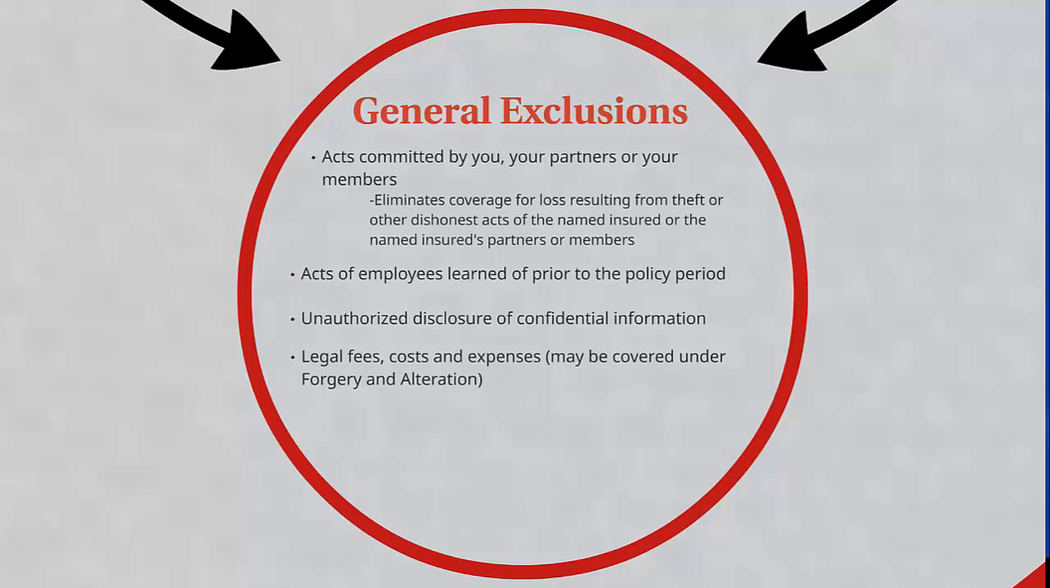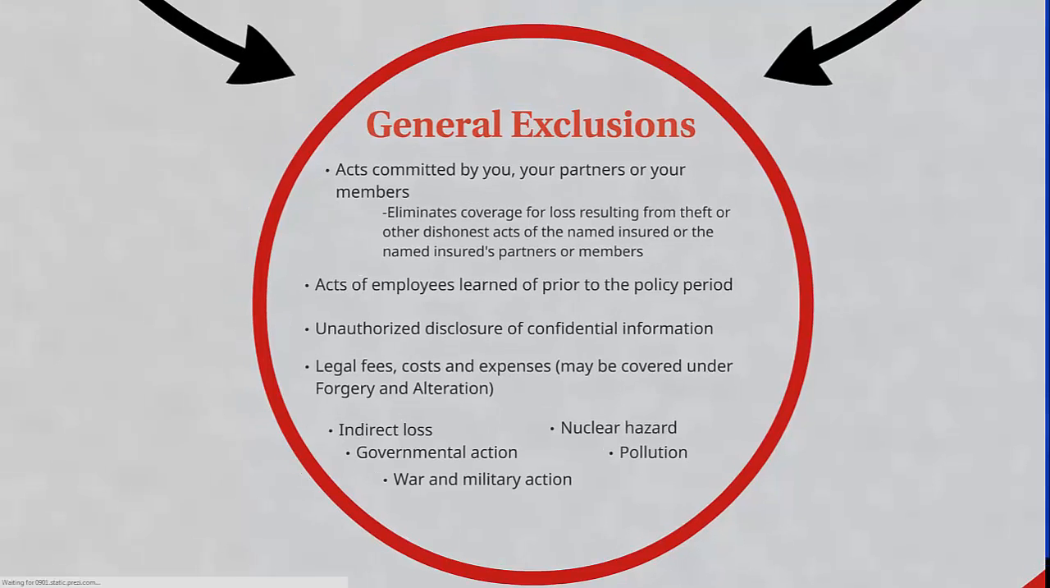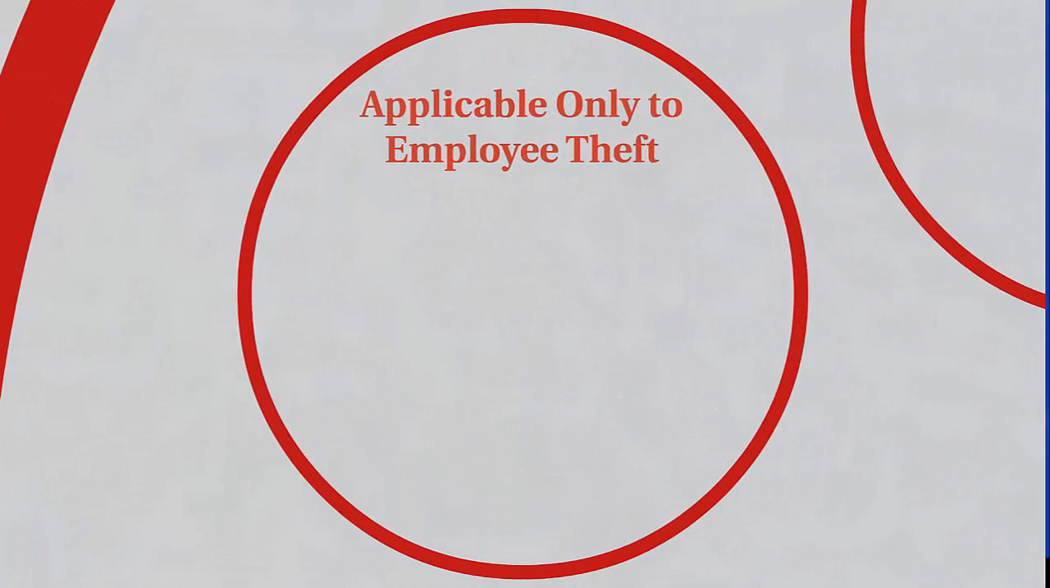Legal fees, costs, and expenses, which may be covered under the forgery and alteration, but unlike most liability policies, legal fees, costs, and expenses are not covered under most commercial crime. Indirect loss, governmental action, war and military action, nuclear hazard, and pollution are all also excluded. Now let's look at exclusions applicable only to employee theft.